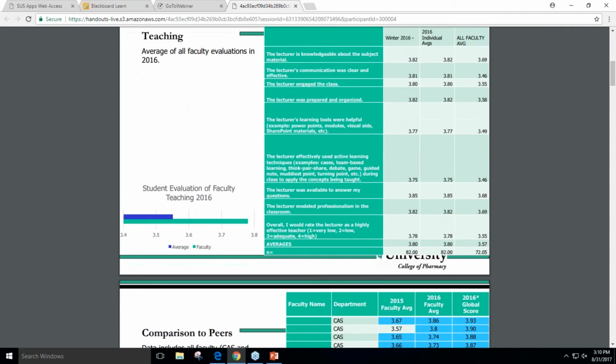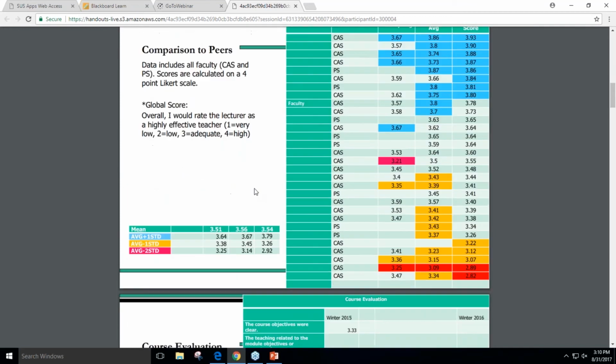I did a compilation of all faculty averages, both from the PS and the CAS department, and then created different standard deviations so that faculty could see if they were above one standard deviation or below one standard deviation. And in this case, there were a couple that were below 2 standard deviations. And this really helped me from a chair perspective.